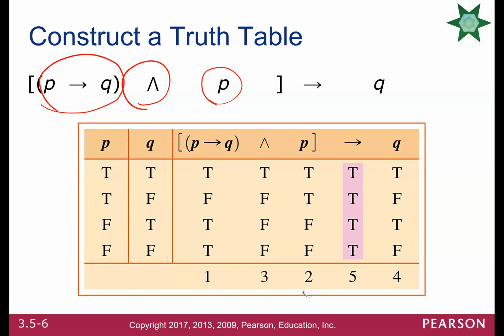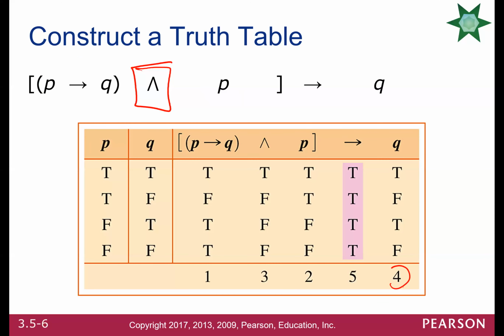The conjunction is true only if both statements are true. So it's only going to be true for case 1. That's the only place where the conditional is true, and P is true. All right, so now we have this part of our logical statement done. Now we want to do a conditional between that conjunction and Q. So we rewrite Q, that is column 4.